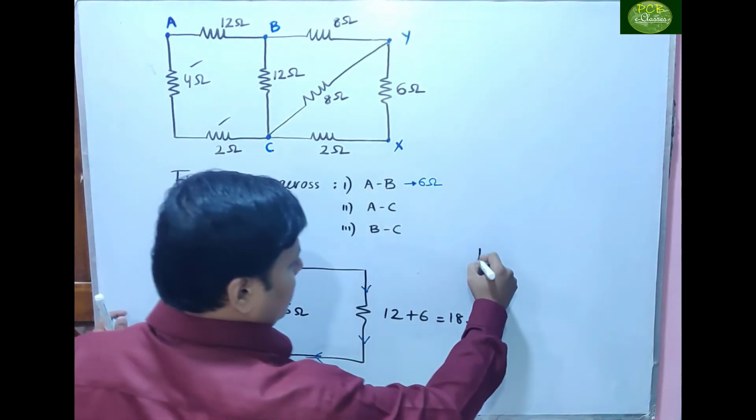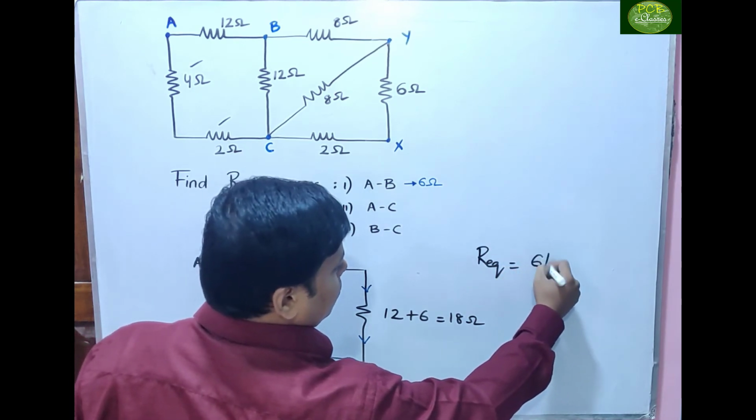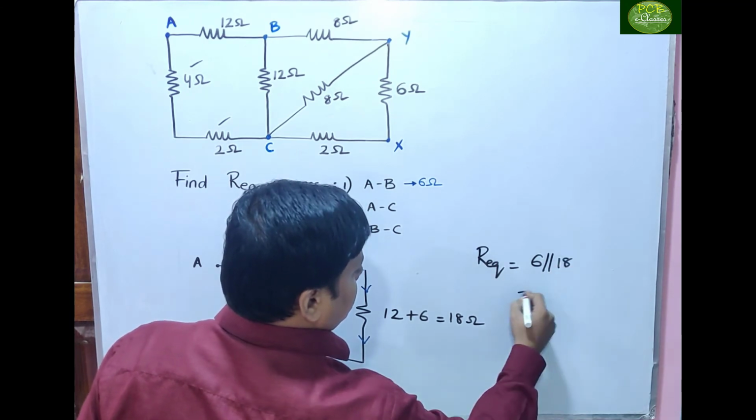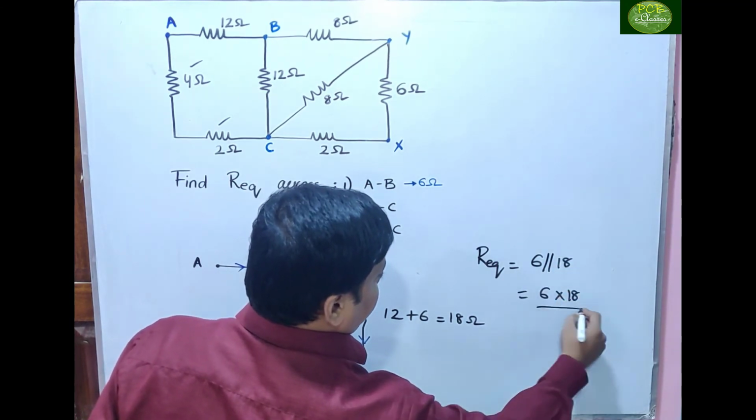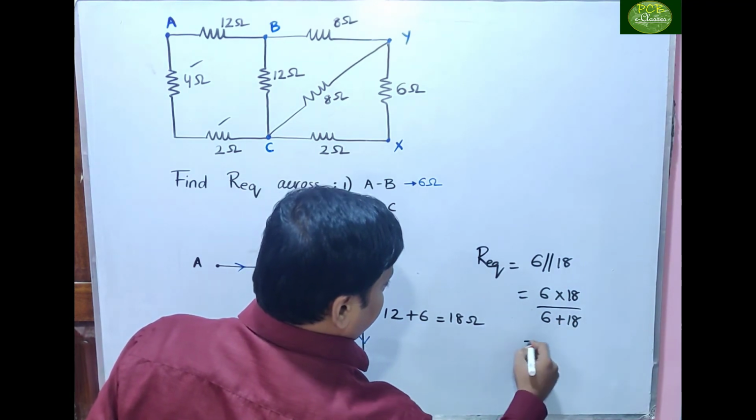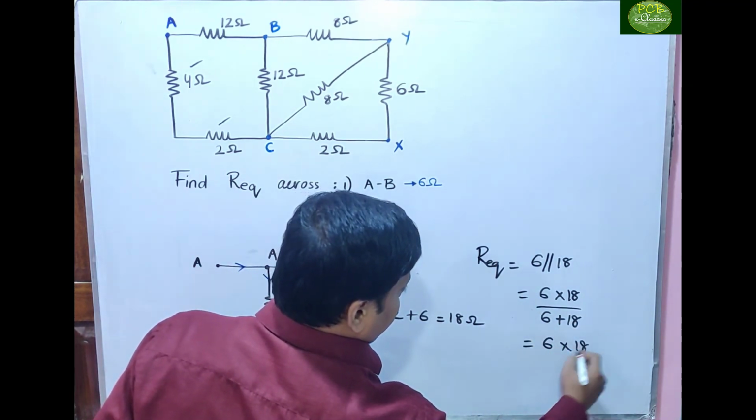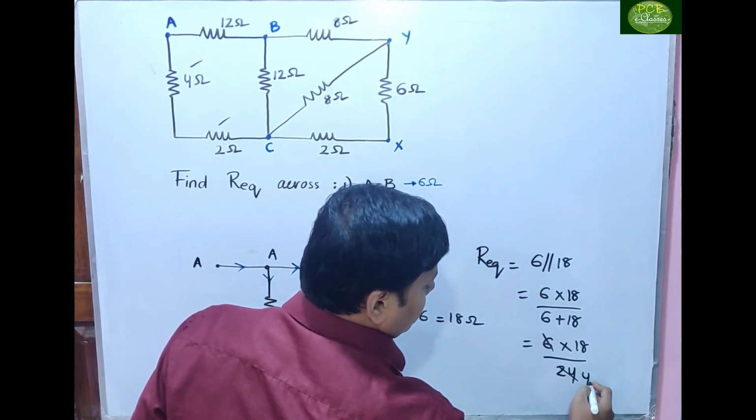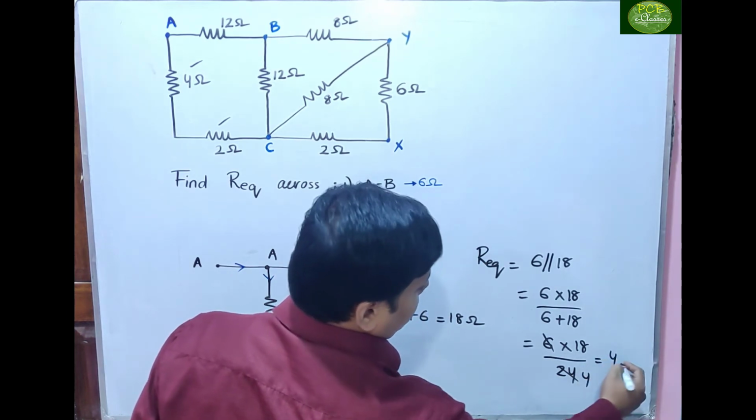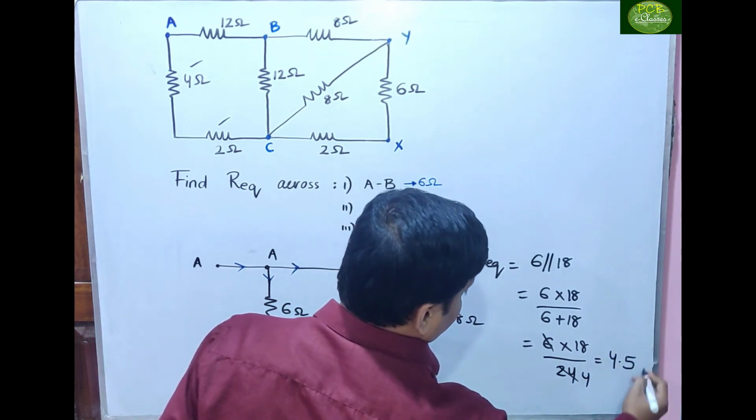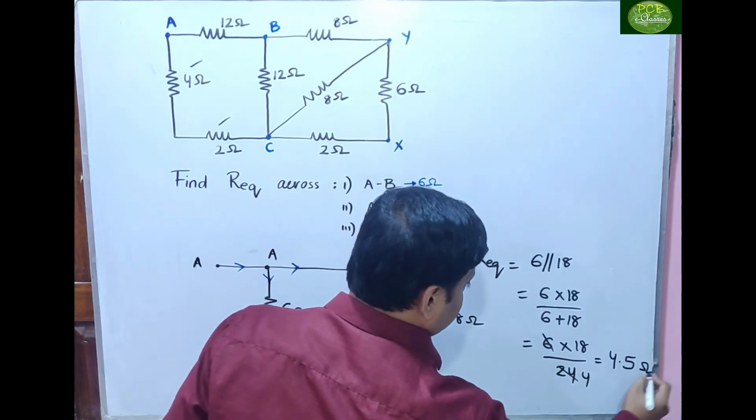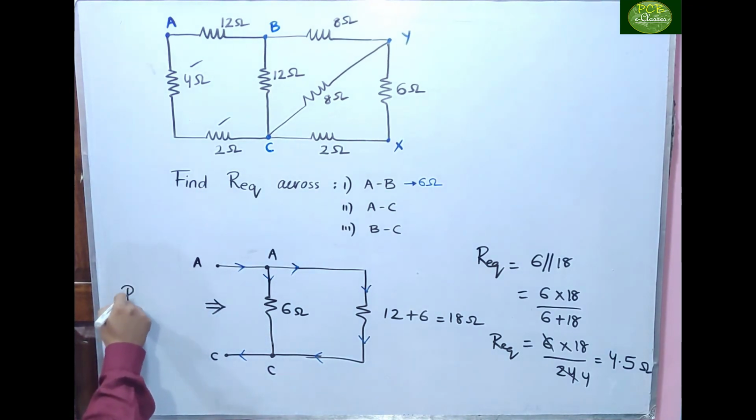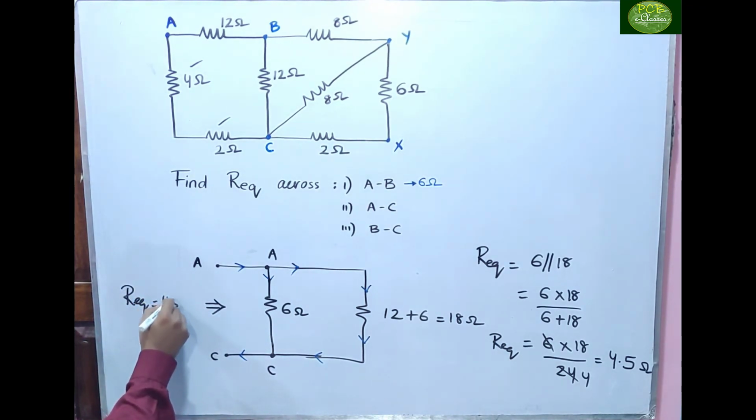So what will be the R equivalent? R equivalent will be 6 ohm parallel 18 ohm. So 6 into 18 divided by 6 plus 18. So 6 into 18 divided by 24, that is 4.5 ohms. So R equivalent will be equals to 4.5 ohms.